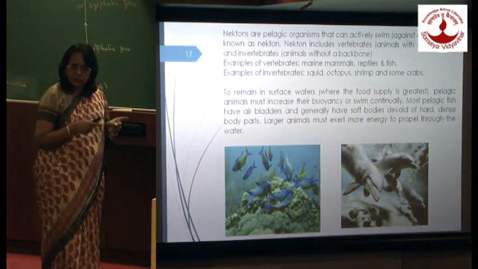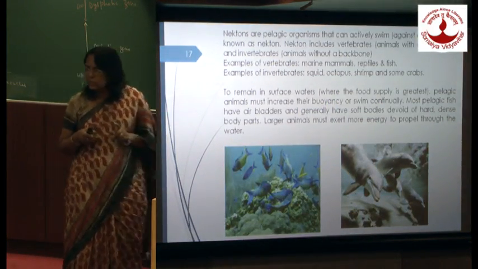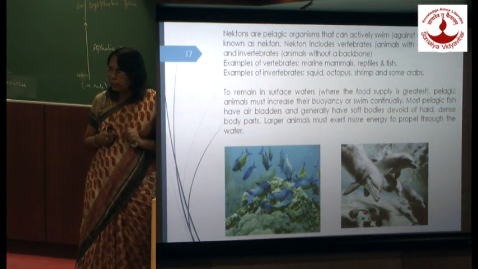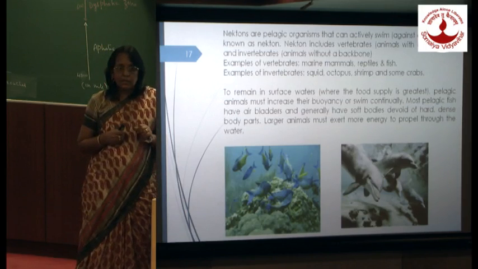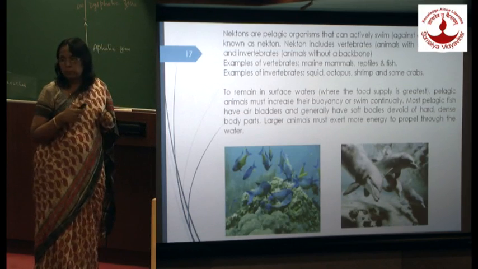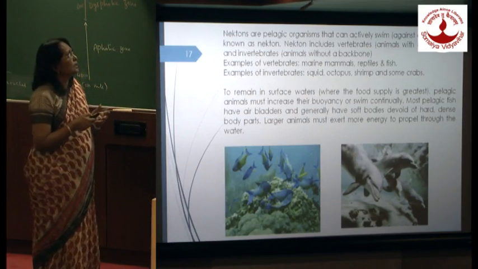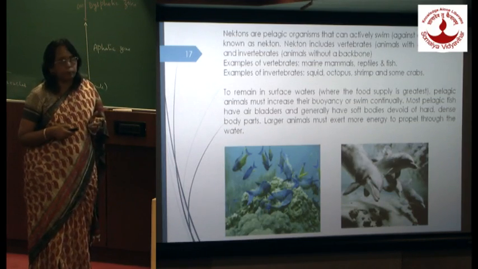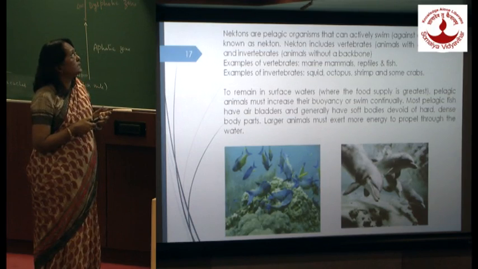We talked of plankton. Next set of animals we call nectons. Now, how are nectons different from planktons? They have locomotory organs. Yes, they are capable of moving by themselves. So nectons are pelagic, or they can actively swim against the current also, right? And they are known as nectons.